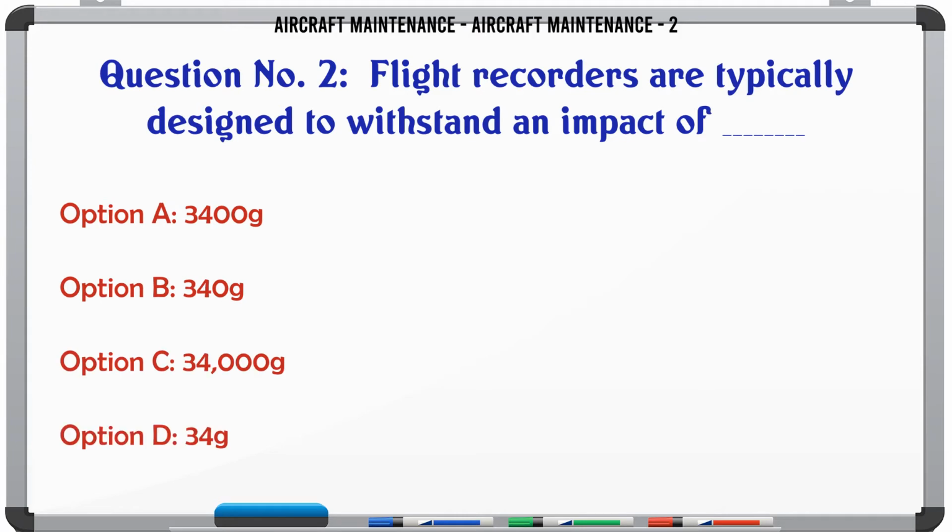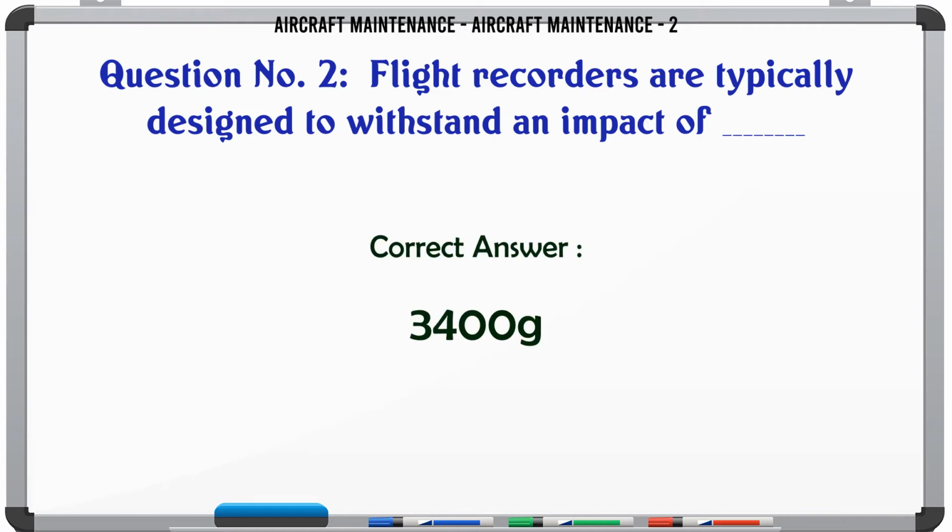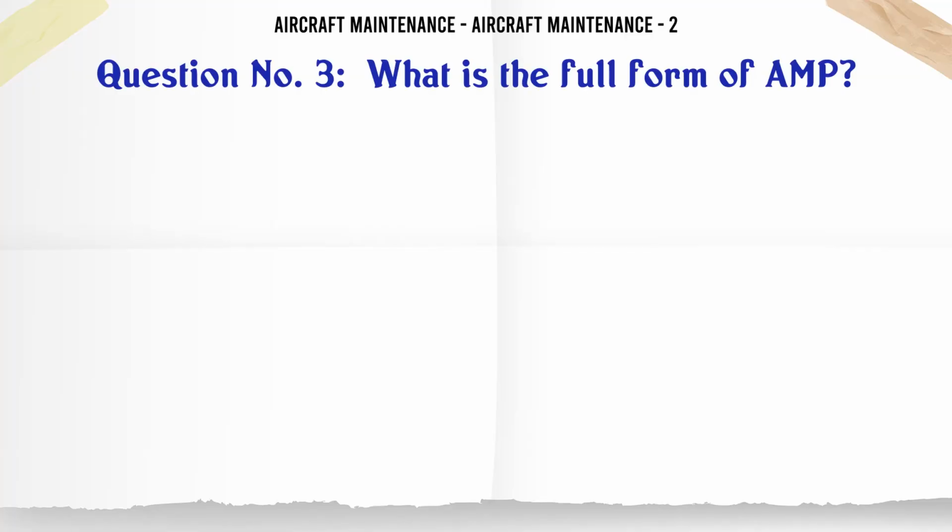3400G. B. 340G. C. 34000G. D. 34G. The correct answer is 3400G. What is the full form of AMP?